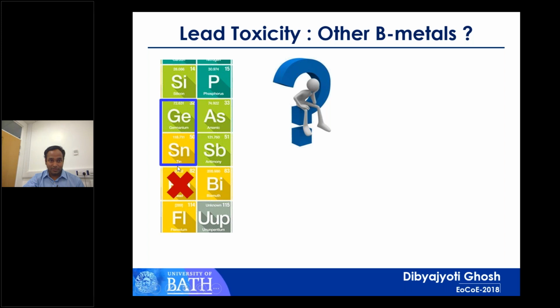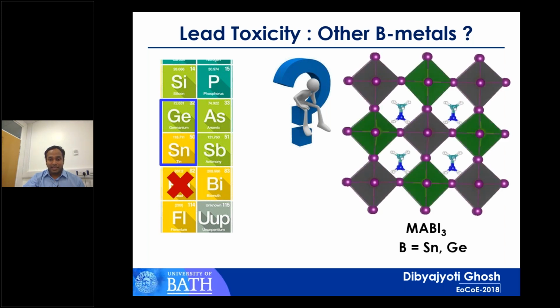the idea we have with our collaborators is to replace it with tin and germanium, which are lighter than lead, but in the same group. So for that, we took methylammonium lead iodide initially and replaced this lead with tin and germanium, and tried to find out what exactly is happening, is it stable or not, and what are the optoelectronic properties of these materials.